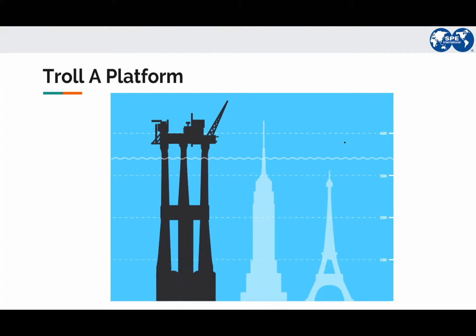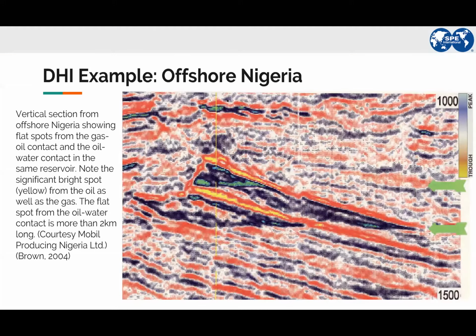Standing over 400 meters. This is the Eiffel Tower. This is the Empire State Building. And then this is Troll A right next to them. So it is quite huge. Even without this flare boom, it will still be the tallest of the three. Yeah, and then we have another one from offshore Nigeria, but I guess we'll probably just start looking at this one and see how far we can go.